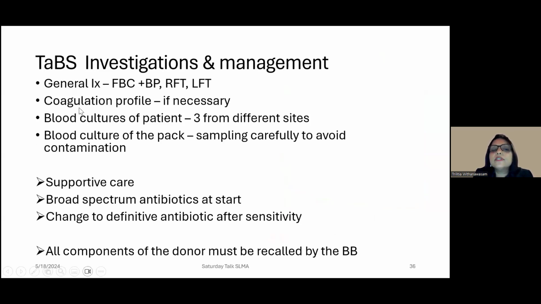So the general investigations should be done: full blood count, blood picture, and organ function. Coagulation profile is very necessary. You have to take cultures from 3 different sites from the patient and a culture from the pack as well. Supportive care is very important, and you can start a broad spectrum antibiotic at the start if you suspect this kind of reaction, and change over to a sensitive antibiotic. All the components from this particular donor should be recalled by the blood bank.